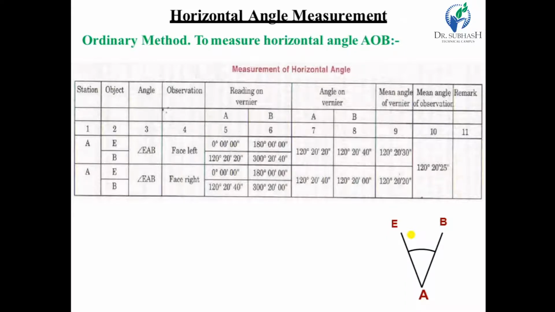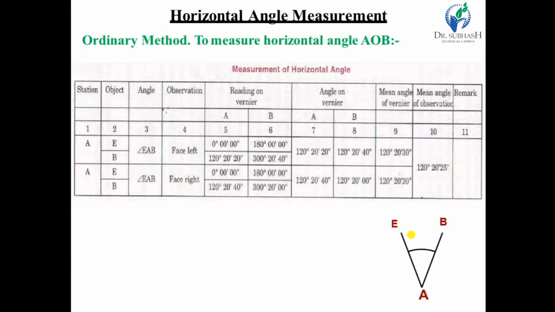Vernier A reading is 0, and vernier B reading is 180. Readings are 120 and 300. The angle on the verniers is 120°20'20" and 120°20'40", and the mean of the verniers is 120°20'30".